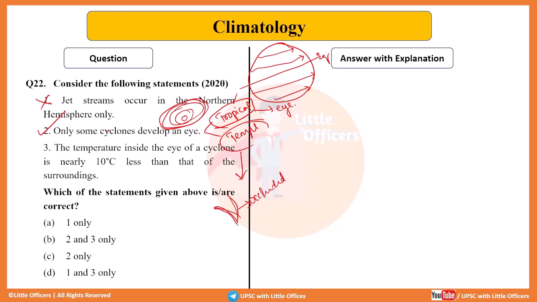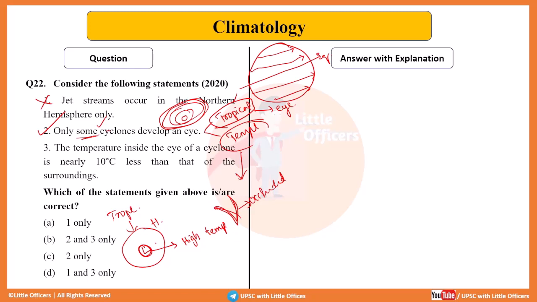In temperate cyclones generally we don't see that eye, a well developed eye. Okay, tropical cyclones you can see. In tropical also, in some which are not well intensified, you cannot see the eye. So since 'some' is given, you can take it as correct. Then, temperature inside the eye of a cyclone is nearly 10 times less than that of the surroundings. See, even if you apply the basic knowledge of it, tropical cyclones we are talking about. In tropical cyclones, we have a low pressure at the center and high pressure at the outside. So low pressure is generally associated with high temperature. This is what we have studied, right? So high temperature.